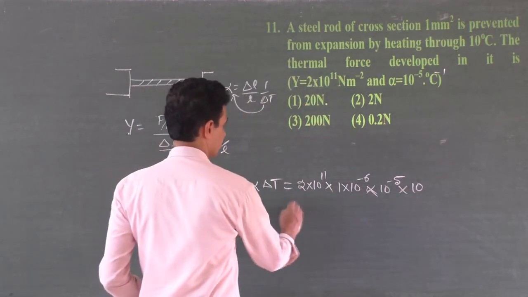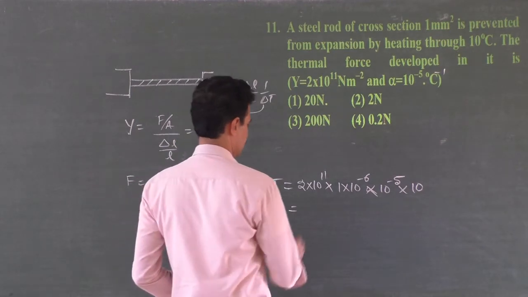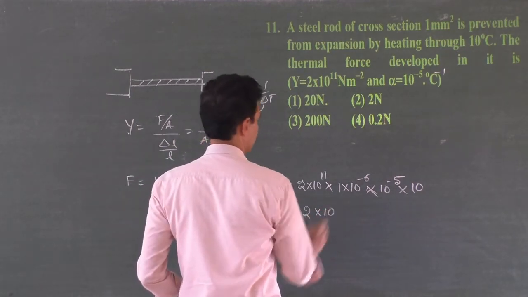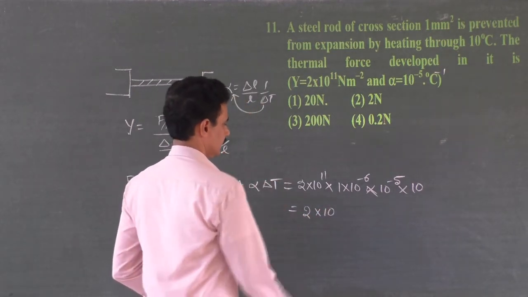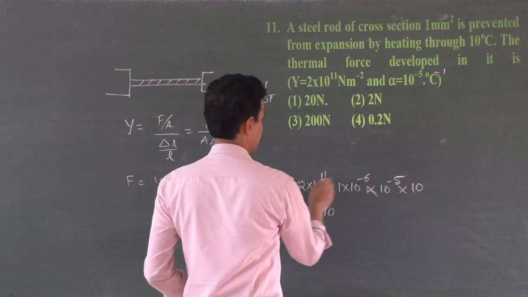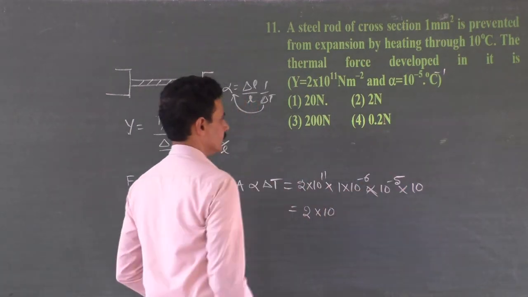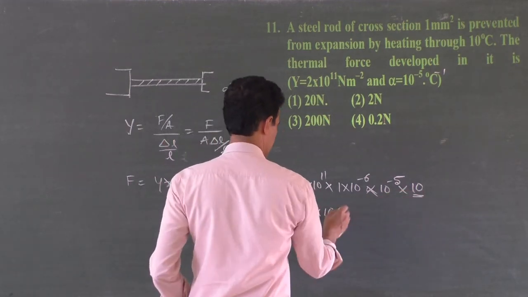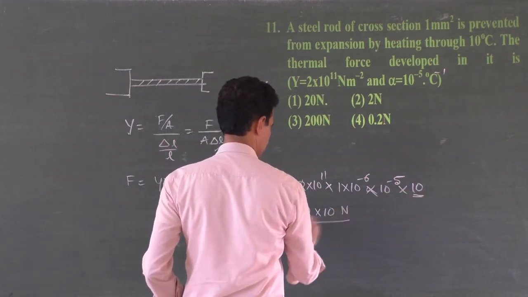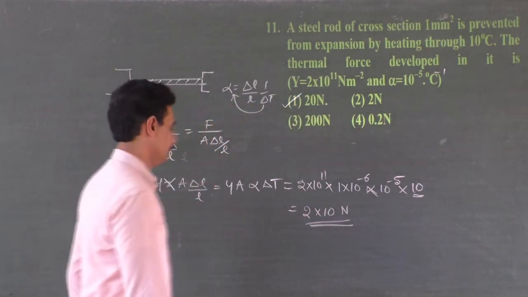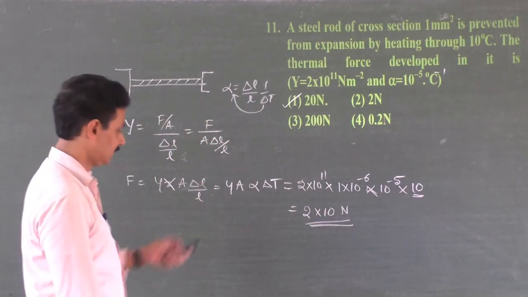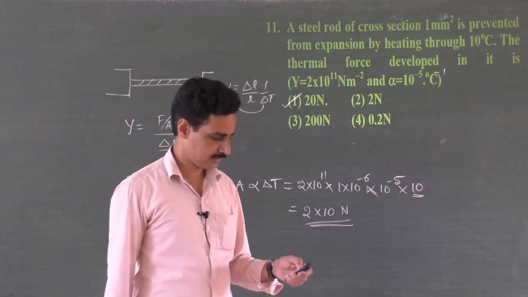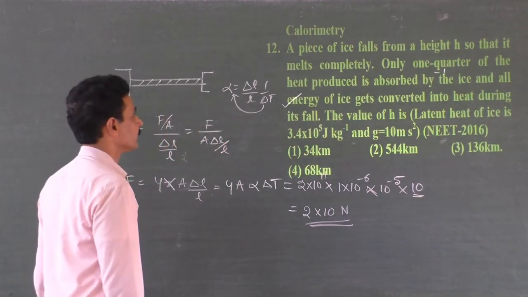So that's all you have to do, and the final answer is 2 into 10 to the power minus 11 plus 11. So minus 11 plus 11 is gone. Into 10 will remain 20. Option 1. So simple problem, right? Only thing is you must know a little bit beyond the theory studied in the class.